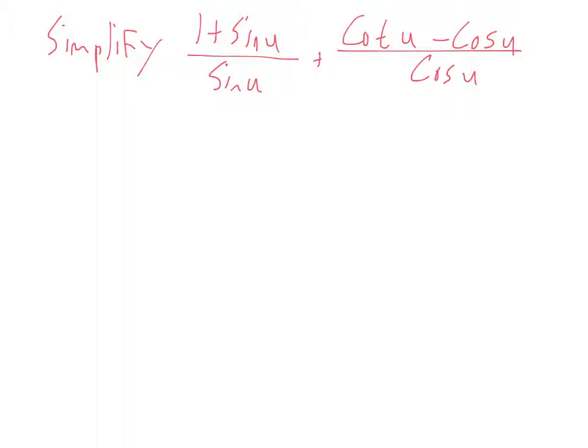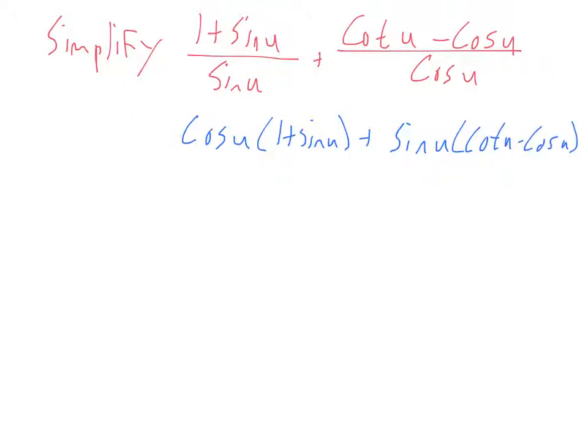So what would the LCD of these two be? Sine u and cosine u? Yeah, sine u cosine u. So this one's going to have to get multiplied by cosine u, right? And the other one's going to have to get multiplied by sine u. Right, and that's all going to end up being over sine u cosine u. And now it's just a matter of going through and doing some simplification.